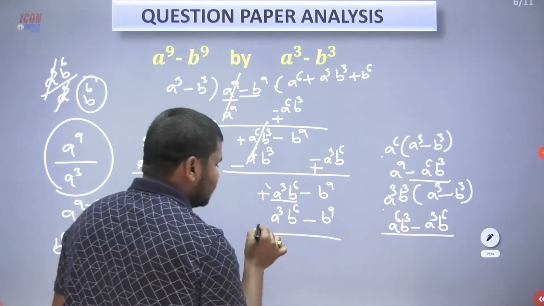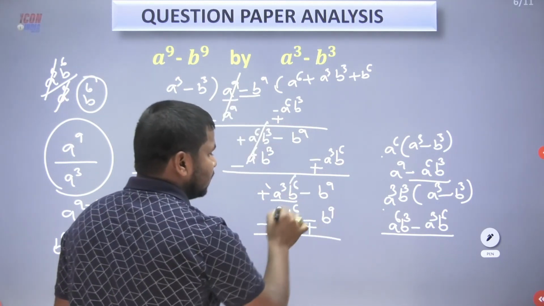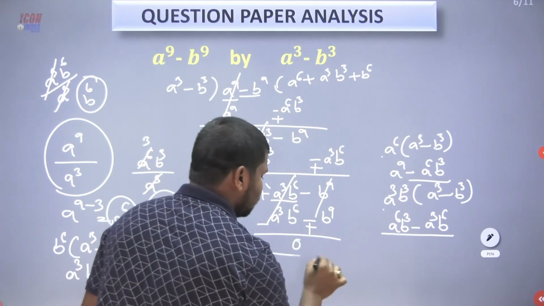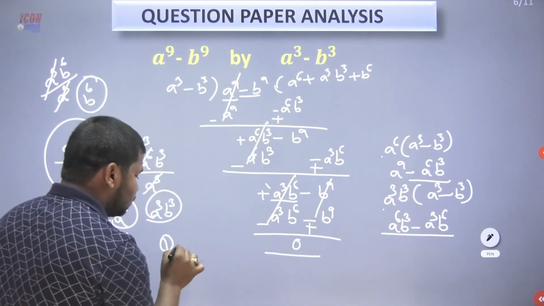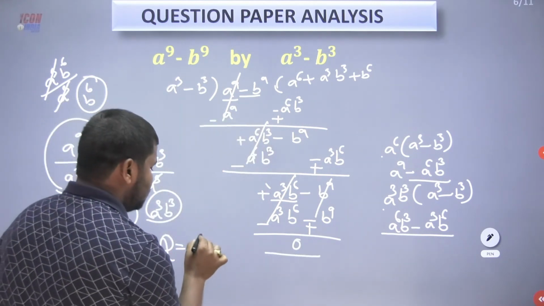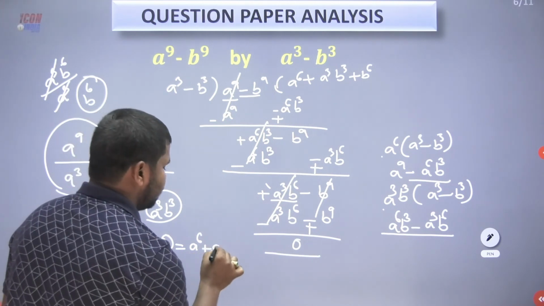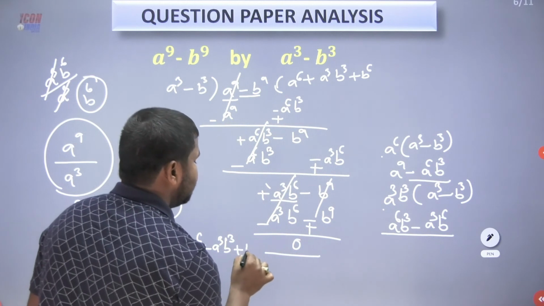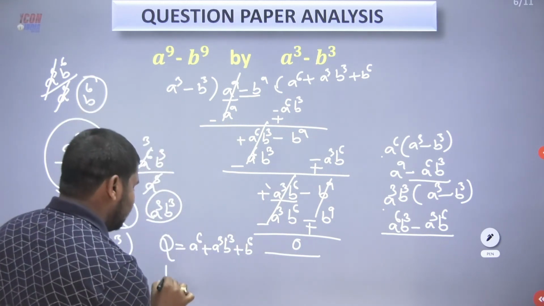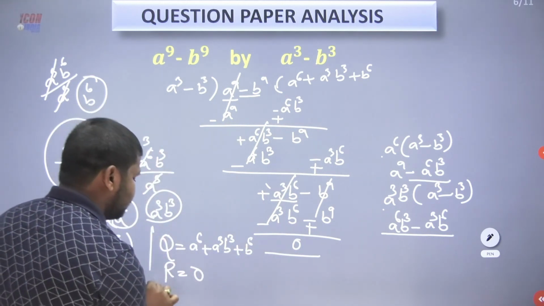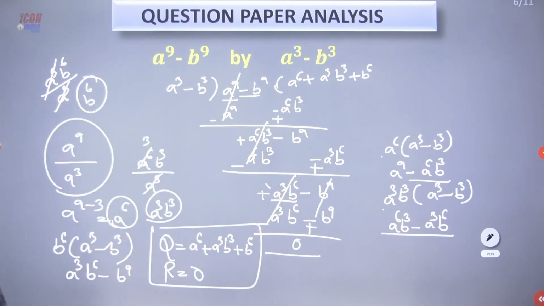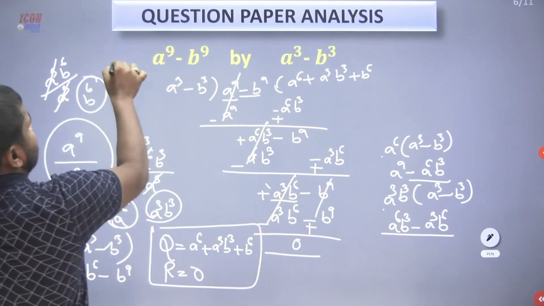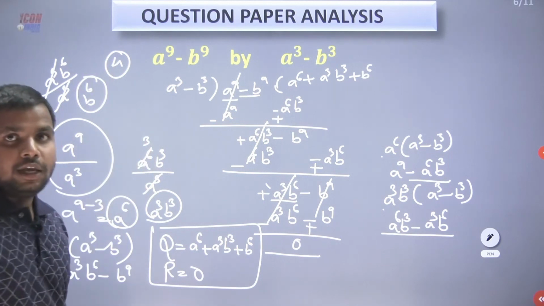So again by subtracting, signs will change, these two will get cancelled and the remainder is 0. So coming to the answer, the quotient is a to the power of 6 plus a to the power of 3, b to the power of 3 plus b to the power of 6. And the remainder is 0. So this is about question number 4.